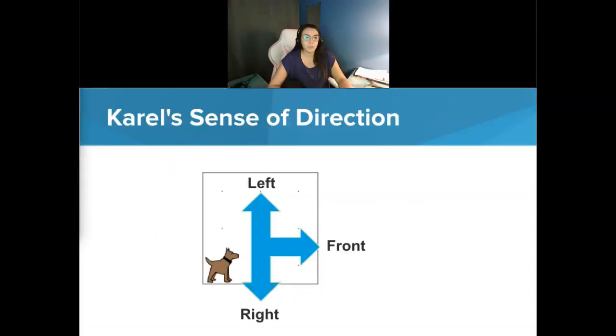Oftentimes we will refer to different sides of Karel, and these sides will change depending on which direction Karel is facing. So for example, if Karel is facing east, then Karel's front is east. Karel's left would be north, and Karel's right would be south. So again, we're imagining from that bird's eye view.